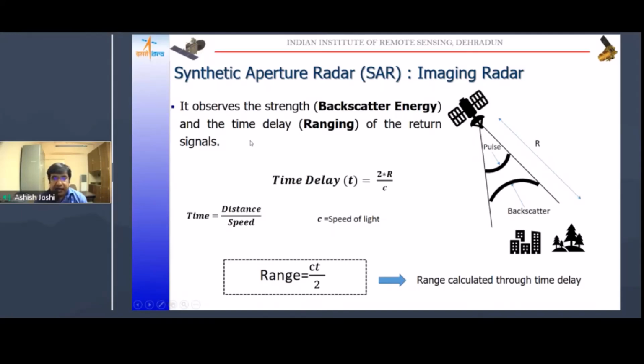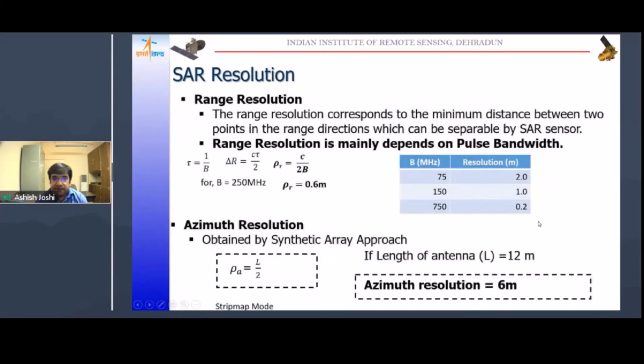So the SAR has two basic pieces of information. One is the backscatter energy, which we get in the form of an image. Apart from the backscatter energy, we get many more parameters in the metafile, in which the range is a very crucial parameter, because it directly gives the distance from the SAR to the target. So this range and the backscatter energy are measured by the SAR.